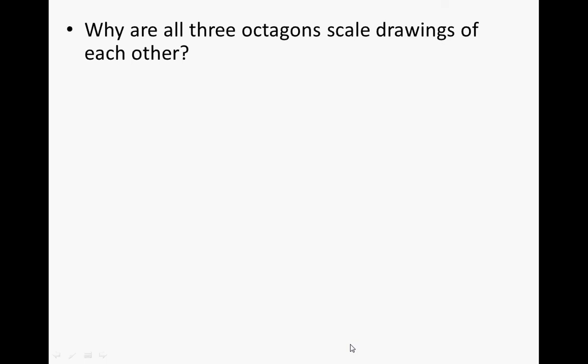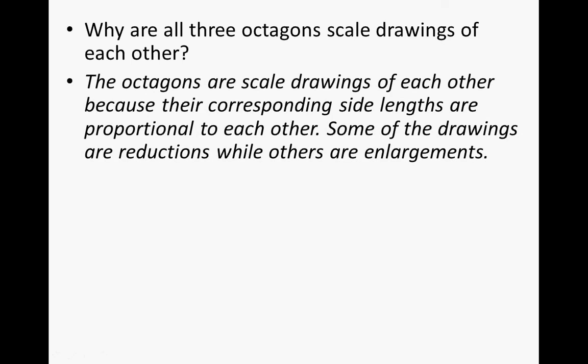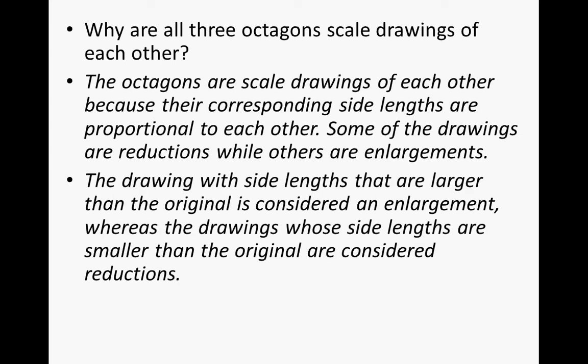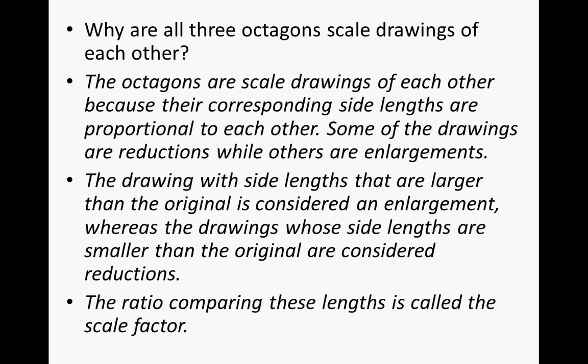So why are all 3 octagons scale drawings of each other? All the octagons are scale drawings of each other because their corresponding side lengths are proportional to each other. Some of the drawings are reductions while others are enlargements. The drawing with side lengths that are larger than the original is considered an enlargement, whereas the drawings with side lengths that are smaller than the original are considered reductions. The ratio comparing these lengths is called the scale factor.